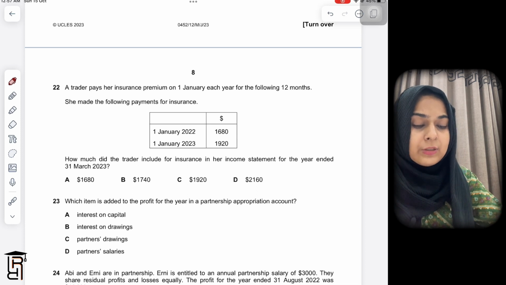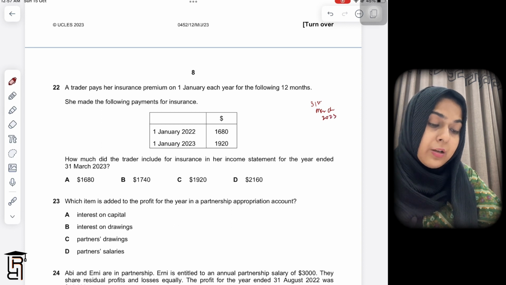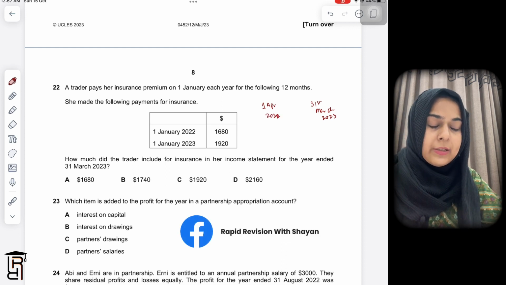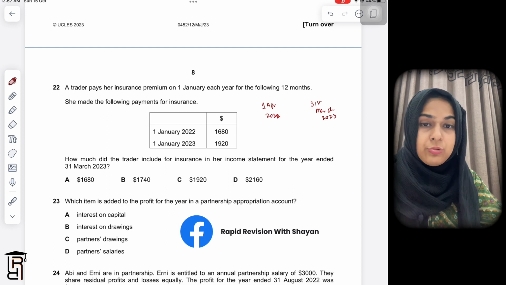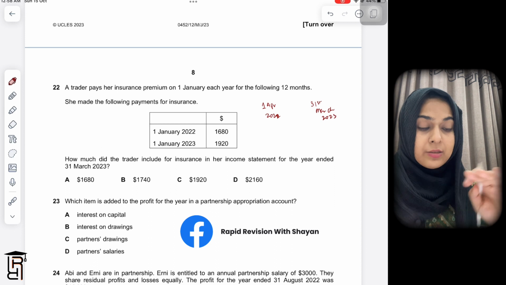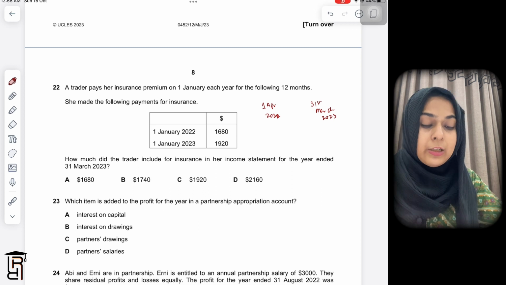For the year ended 31st March 2023, it means that if the year is ending on 31st March 2023, it is basically starting on 1st April 2022. So for 2022, April, May, June, July, August, September, October, November, December, 9 months of 2022 are included in this, and 3 months of 2023 are included in this.